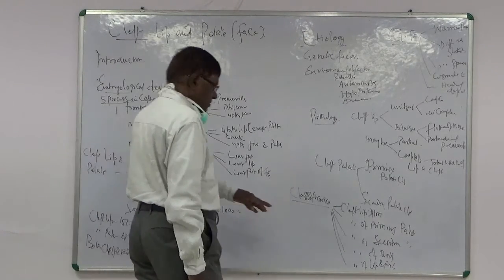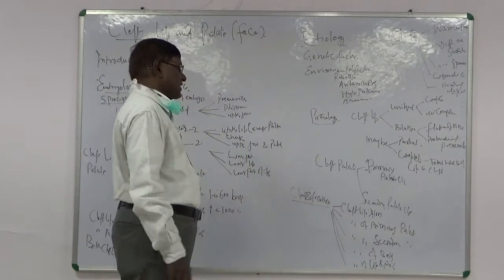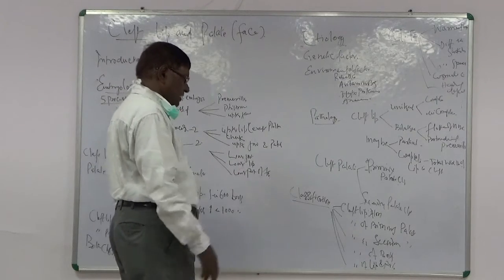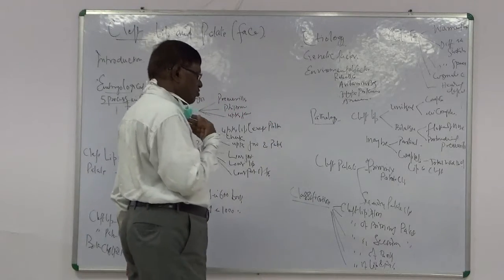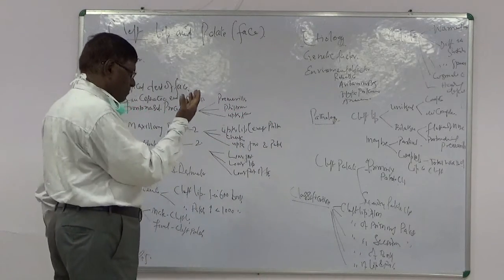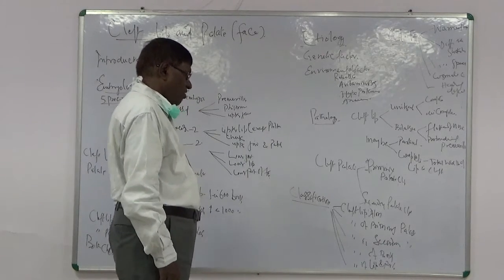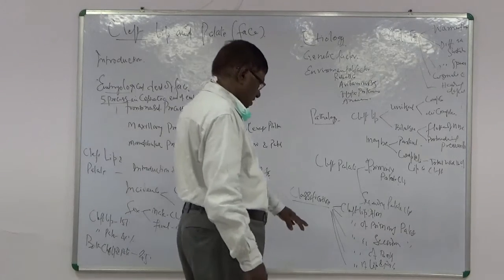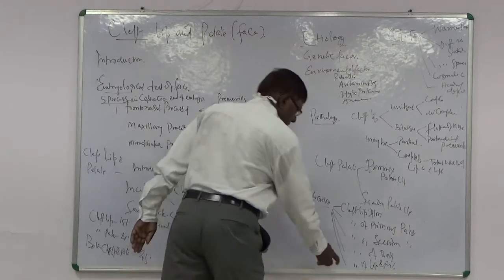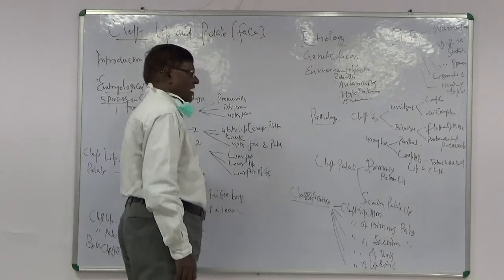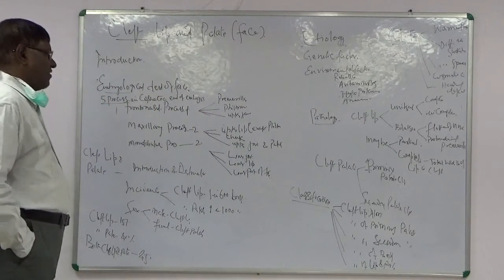Not only this, it can be both: cleft of the primary palate and cleft of the secondary palate together. If you ask the patient to open the mouth, there will be complete non-union of both sides of the palate in the roof of the mouth. So there may be cleft of both the primary palate and the secondary palate. And the fifth one is cleft lip and cleft palate, both associated, which is more common than the other types of cleft lip and palate.